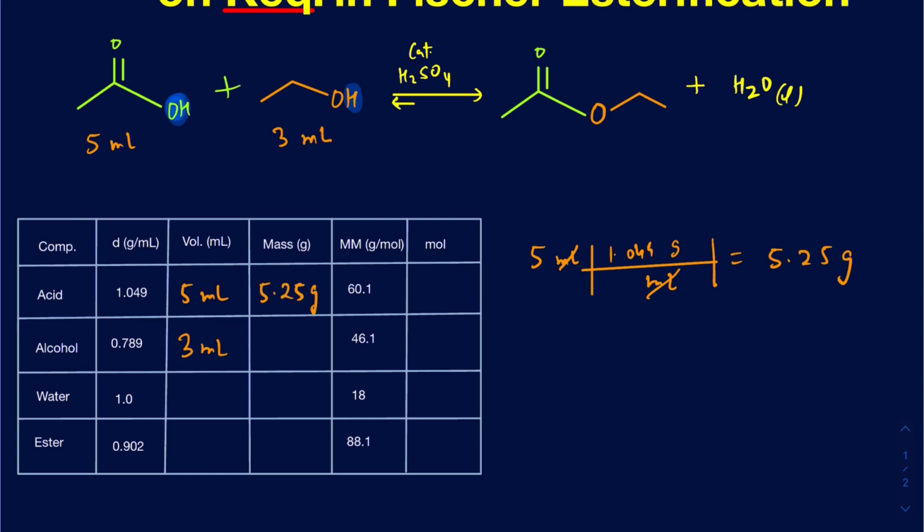And then I can do something similar. I would have 3 milliliters of alcohol. The density of alcohol is 0.789 grams per milliliter. So we have 3 times 0.789. That's 2.37 grams. So I'm going to go ahead and put that out there.